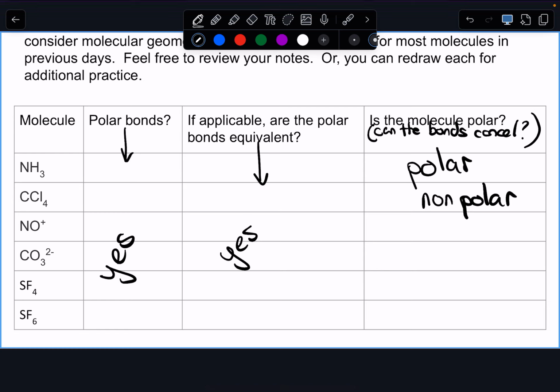NO plus, really boring because now we're just going back to a single bond. Not single meaning single, double, triple, but a bond between 2 atoms. So there's definitely not any canceling out going on there.